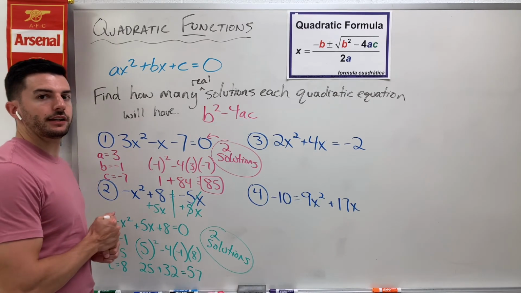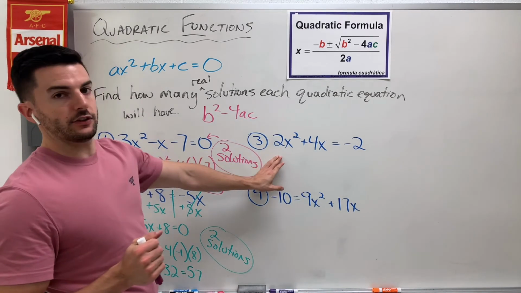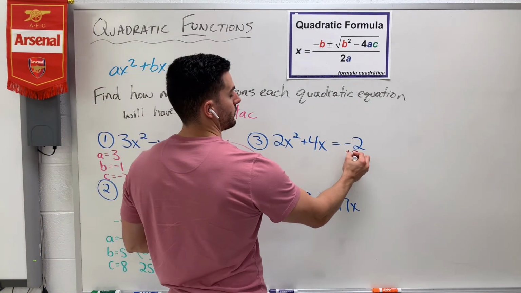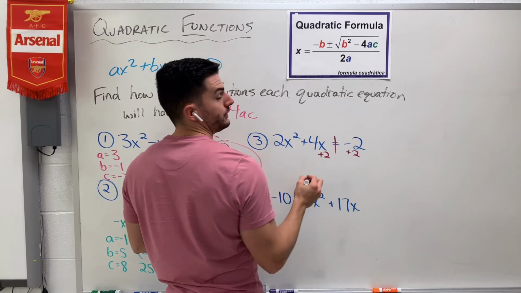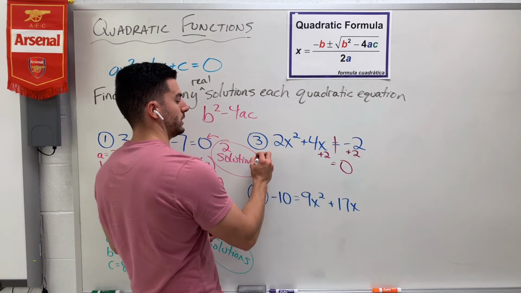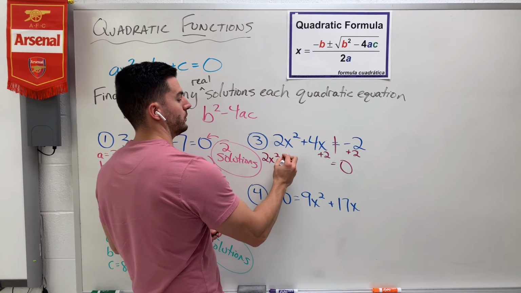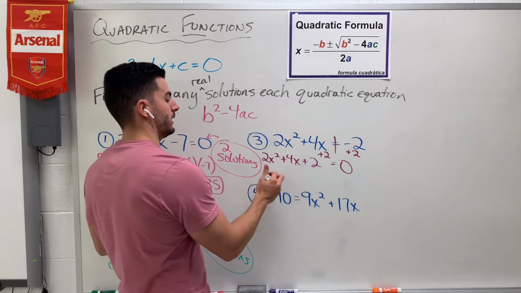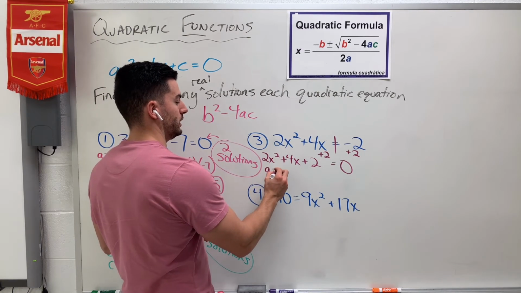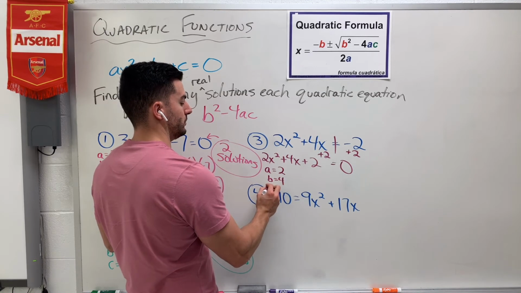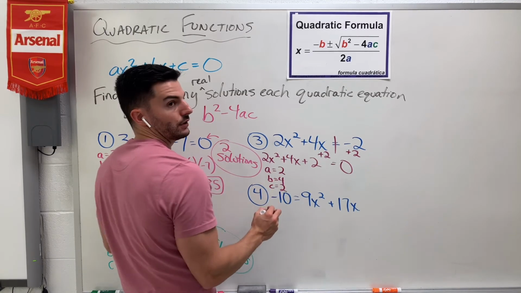All right, so if I then look at number 3, does it say equals 0? No, so I have to take care of that. I'm going to add this 2 to both sides. Easy to get that over to the other side. So 0 on one side, other side 2x squared plus 4x plus 2, okay? And then again, a, b, and c values, a would be 2, b would be 4, c would be positive 2, okay?